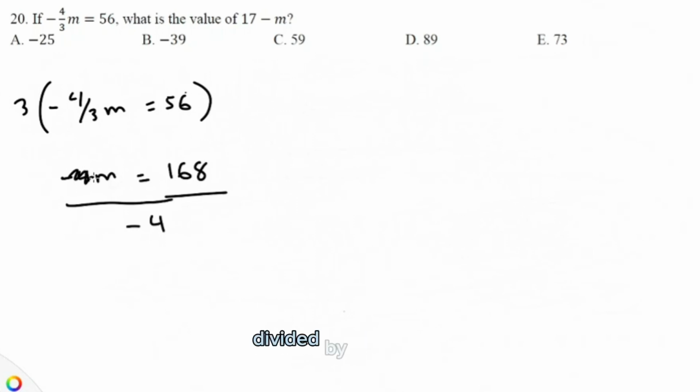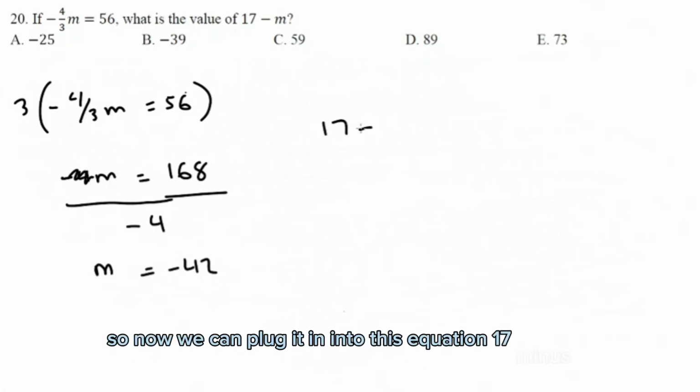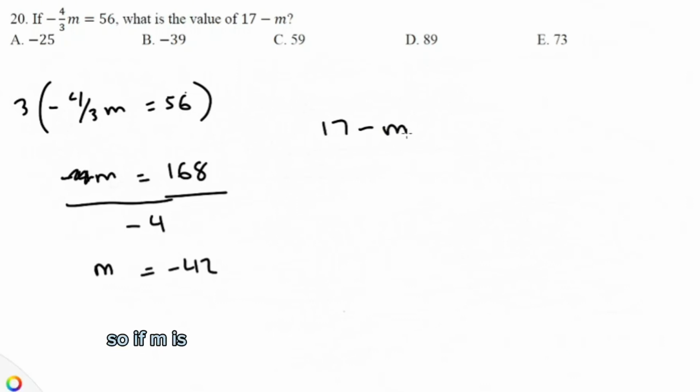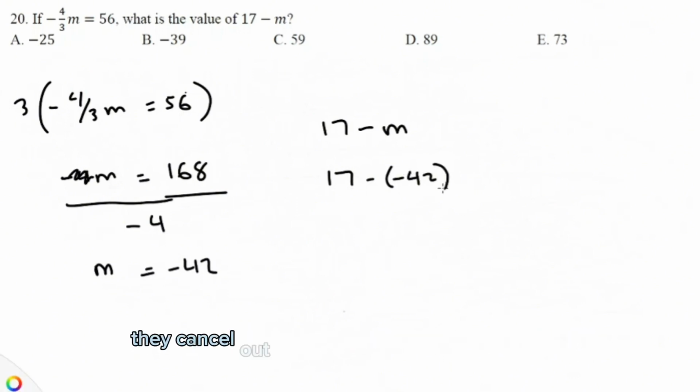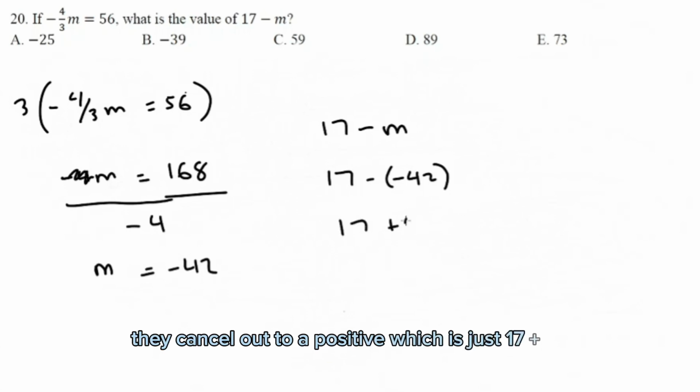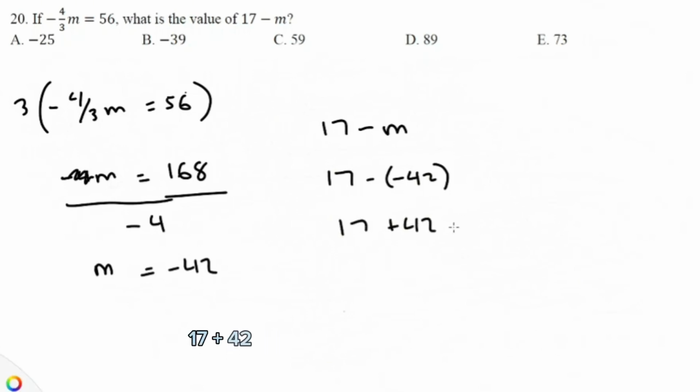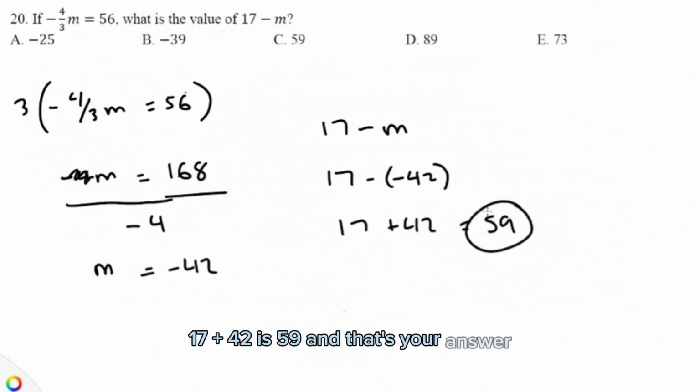Alright, now we can divide both sides by negative 4 to get rid of this coefficient of m. Negative 4 divided by negative 4 just yields m on this side, and 168 divided by negative 4 equals negative 42. Now we know what m is equal to, so we can plug it into this expression, 17 minus m. If m is negative 42, we can do 17 minus negative 42. When you have two negatives, they cancel out to a positive, which is just 17 plus 42. 17 plus 42 is 59, and that's your answer.